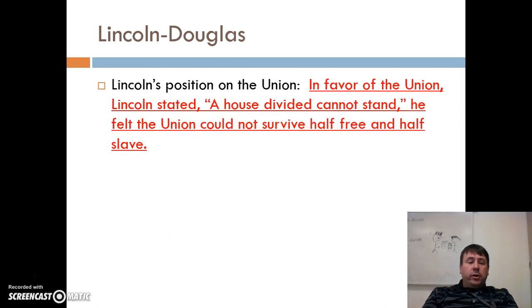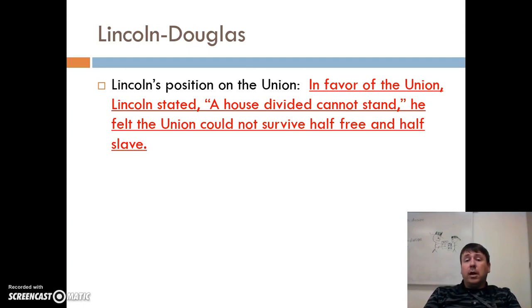His position on the Union. The Union was another name for the United States. Lincoln was in favor of the Union. He felt that we had to remain united as a country. He has a famous statement, basically, a house divided cannot stand. We'll get more into that in class tomorrow.